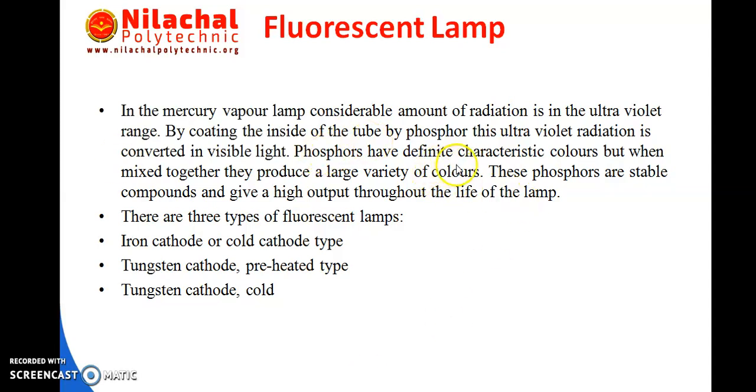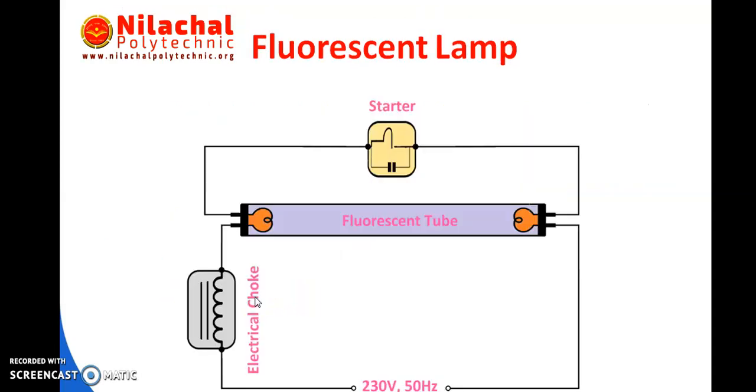Phosphorus has a definite characteristic color, but when mixed together they produce a large variety of colors. These phosphorus are stable compounds and give a high output throughout the life of the lamp. There are three types of fluorescent lamp: iron cathode or cold cathode lamp, tungsten cathode or preheated lamp, and tungsten cathode or cold. So you can say these are different types of fluorescent lamp, but we consider this figure.